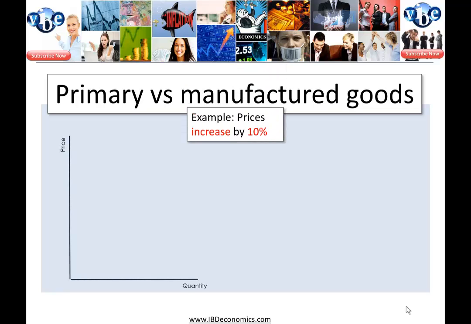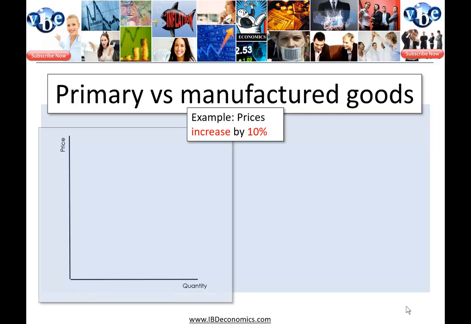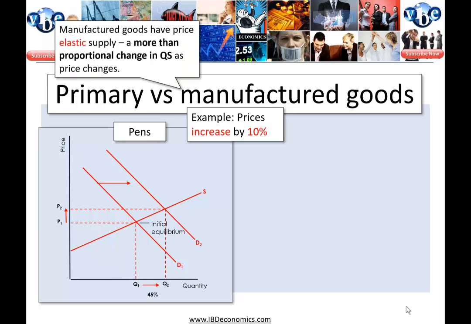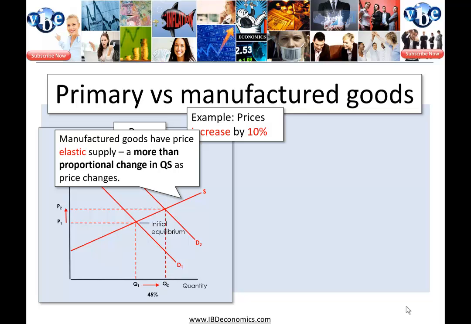An application of price elasticity of supply. Let's have a look at primary and manufactured goods. Take, for example, an increase in price of 10% for a manufactured good, pens. Relatively small increase in price, relatively large increase in quantity supplied. Manufactured goods have price elastic supply, a more than proportional change in quantity supplied as price changes.